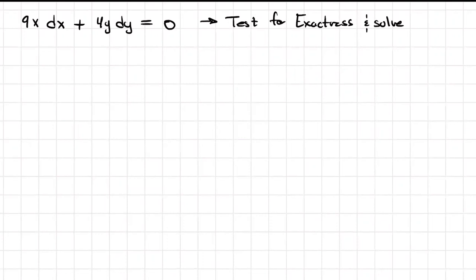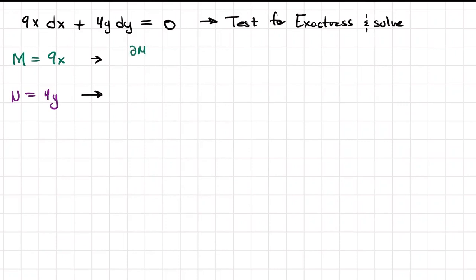So once again, let's first identify what the m and the n are. So m for this one is the one next to dx, so it will be 9x. And then the n will be the one next to dy, so that will be 4y. And then we need to test for exactness.